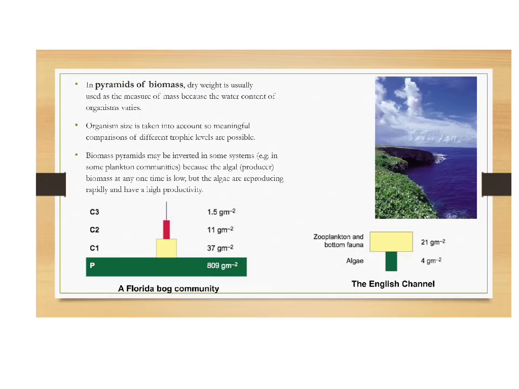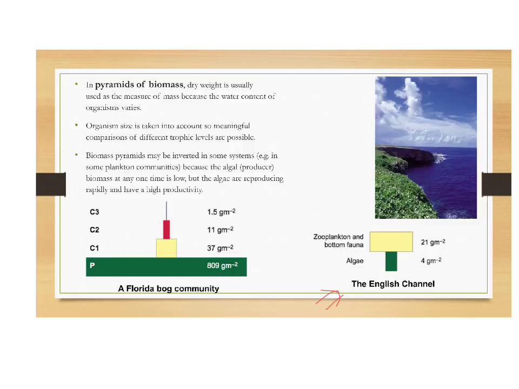All right, so pyramids of biomass. Again, biomass is the dry weight of the organisms in that trophic structure. Dry weight is usually used as a measure of mass because the water content of an organism varies. So organism size is taken into account, so meaningful comparisons of the different trophic levels are possible. Biomass pyramids may be inverted in some systems. And again, we need to talk about those because this English Channel one was actually used on an FRQ back in the day. This particularly occurs in plankton communities.